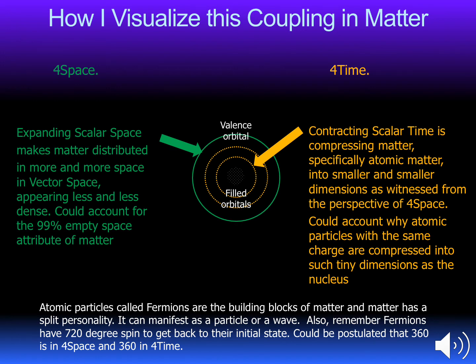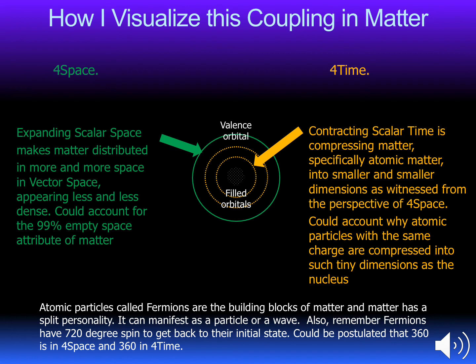And this could account for why particles with the same charge are compressed into such tiny dimensions in the nucleus, whereas in 4 space, atomic particles with the same charge repel each other with lots of space between these 2 charges. And if we go outside of the nucleus, we now have the electrons in their shells orbiting. Here I'm just showing it in Bohr's model, but we know it's far more complicated than that with a quantum mechanical model. But let's just keep it in this easier to visualize model.